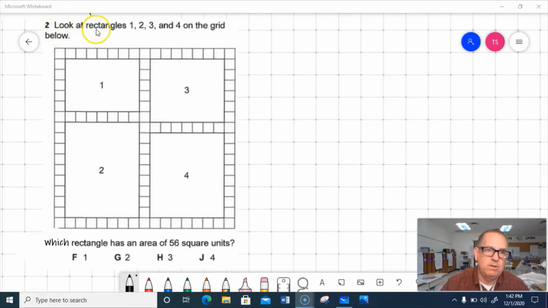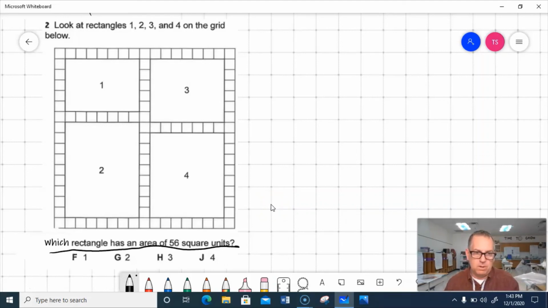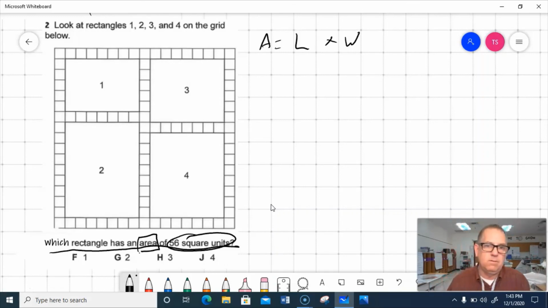Okay, it says, look at rectangle 1, 2, 3, and 4 on the grid below. Which rectangle has an area of 56 square units? So we need to make sure we're looking closely. When we're talking about square units, we know we're talking about area. And we know area is equal to length times width. So we need to figure out what the length and width of all 4 rectangles are, and then multiply that to figure out the area of the rectangles.